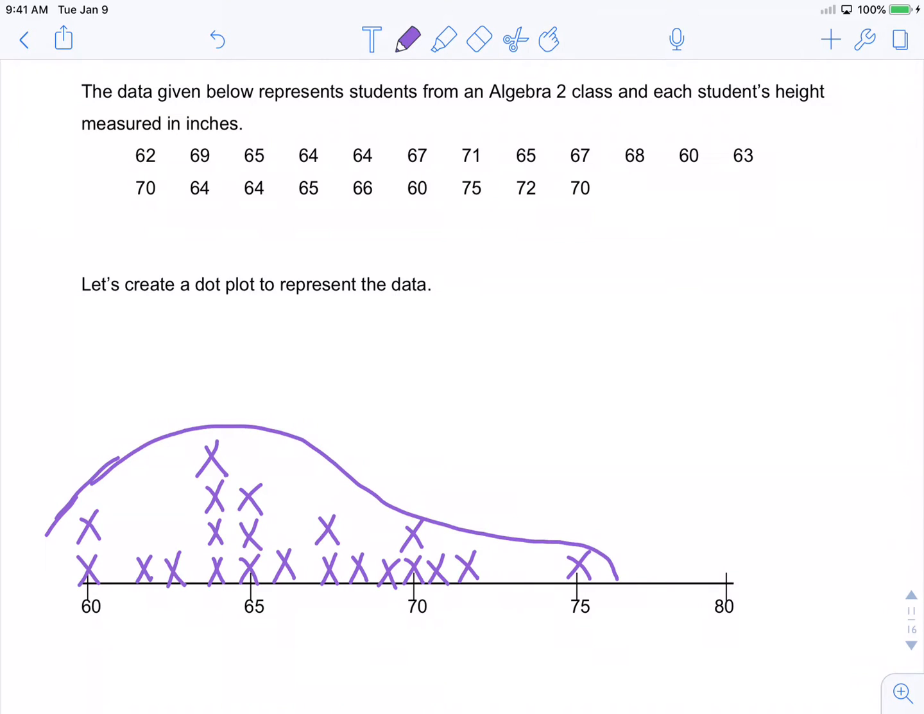And 70 and above is definitely only a few students. I would say that this data for our class would be skewed right. And remember, skewed right means you have the least amount of data on the right side and the most amount of data on the left, and that's pretty much what's happening with us. So it looks like the majority of our students are in between that 64 and 66 inches range.